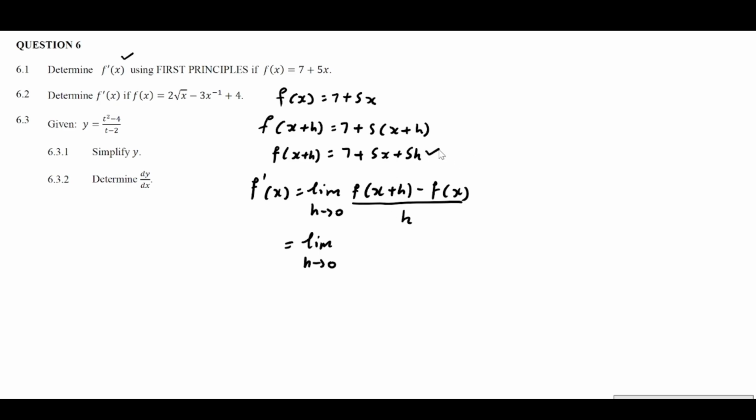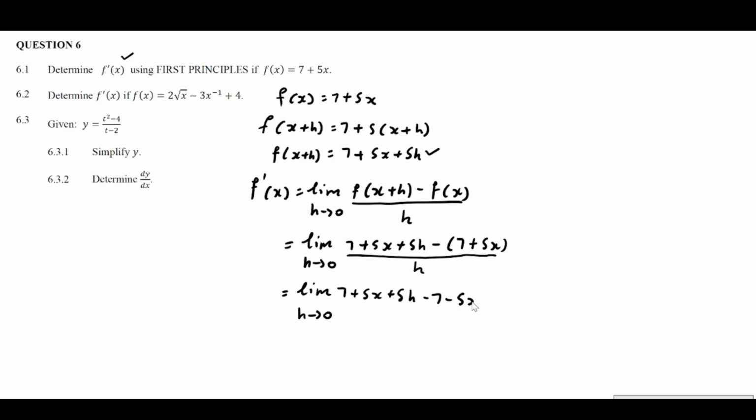Substitute your x plus h, which is this one here, so you're going to have 7 plus 5x plus 5h minus open bracket 7 plus 5x, all of this divided by h. Multiply by removing the bracket. So the limit of h approaching 0, 7 plus 5x plus 5h minus 7 minus 5x, all of that divided by h.